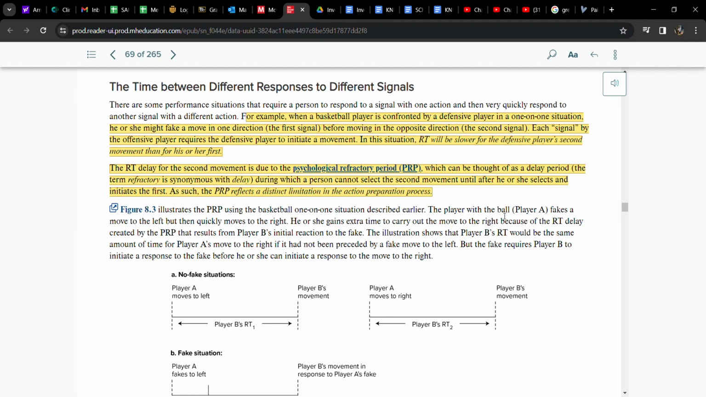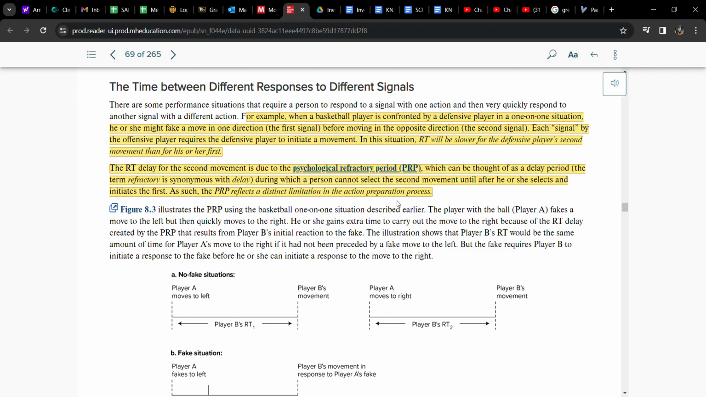It takes them a lot more time to actually get back and move back towards the direction they need to be going. So this reaction time delay for the second movement is due to the psychological refractory period, which can be thought of as a delay period during which a person cannot select the second movement until after he or she selects and initiates the first. As such, the psychological refractory period reflects a distinct limitation in the action preparation process. Right? So you need to be able to complete and initiate that first move in order to be able to process and complete the second move.